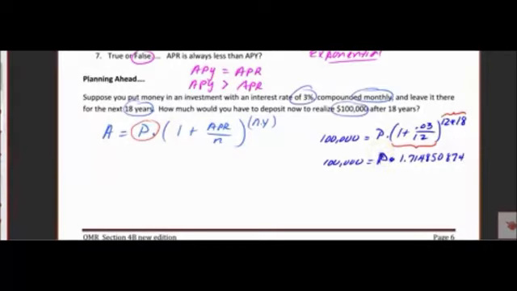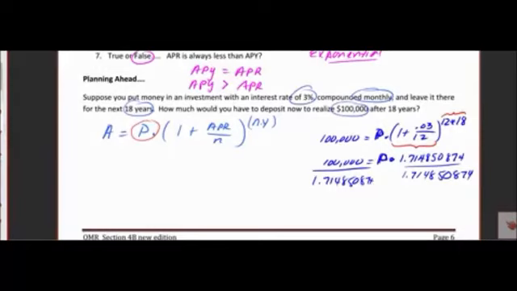Well, actually, I hope you see this. This is just a simple algebraic equation to solve. P, the principal, times this number we just got can be easily solved for P if we just divide both sides by the 1.714850874. If I divide both sides by that value, I can solve for the principal that would have to be invested to get $100,000 in 18 years.